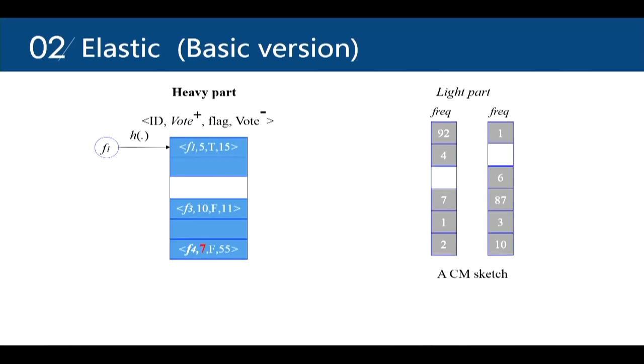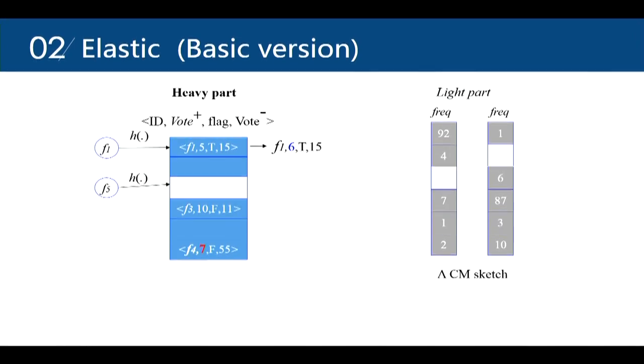First, a flow F1 comes. It is mapped to the first bucket. They have the same flow ID. Therefore, we just increment the positive votes. Second, F5 is mapped to an empty bucket. We just insert F5 into this bucket, and the flag is set to false because currently there is no eviction.